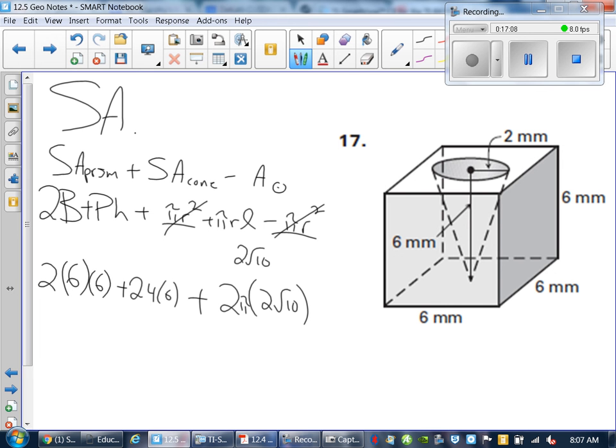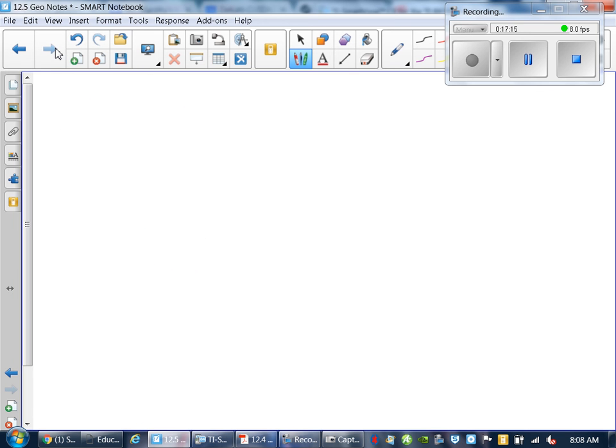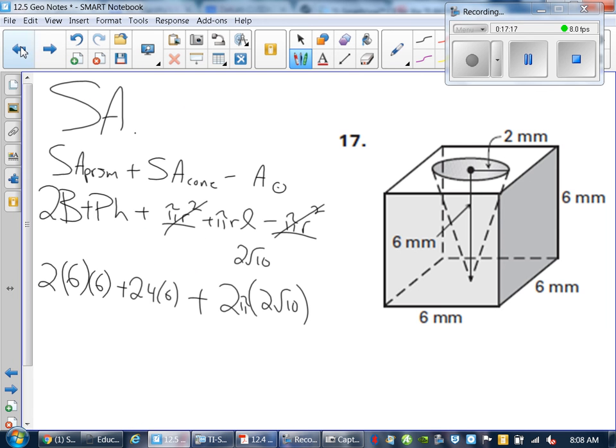Sometimes we should do something with surface area and wrapping paper. Let me pull this up real quick.